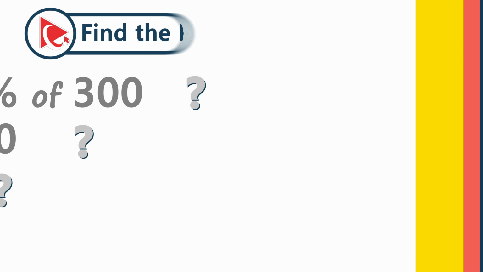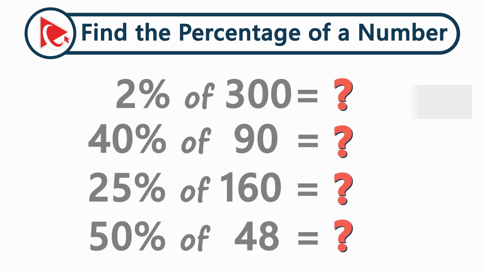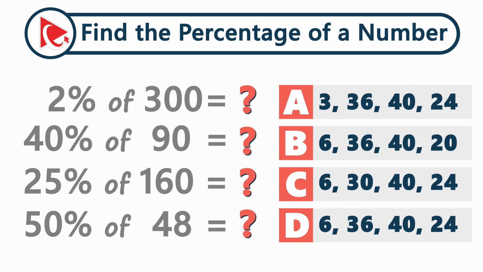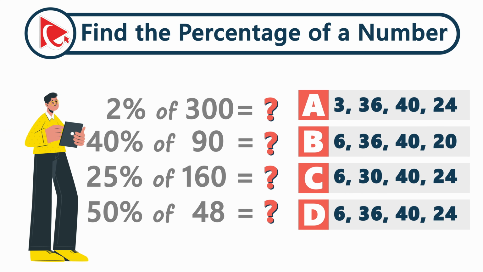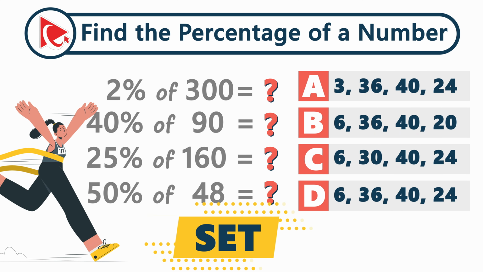You need to find the percentage of the number. What is 2% of 300? What is 40% of 90? What is 25% of 160? And 50% of 48. Your choices for the answer are choices A, B, C, and D. Make sure you carefully review the question just like you would in a real test, and lock in your answer before time runs out. Once you're done, I'll join you on the other side and we'll go over the solution together. Remember, we're running the marathon. Ready, set, go.